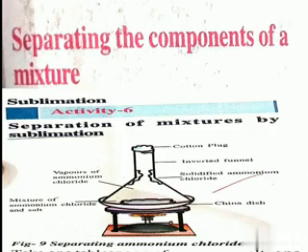Sublimation is nothing but when a substance directly changes from solid to gaseous state. That is called sublimation. If a substance changes its state from solid to gas, then we call that process sublimation. By the sublimation process, we can separate salt from ammonium chloride. How can we separate the salt from ammonium chloride?